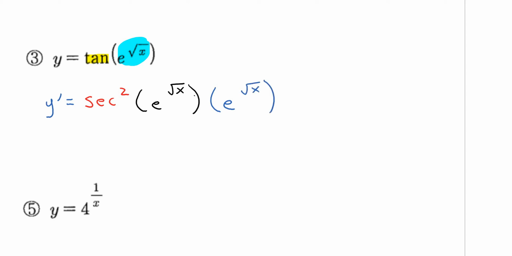And then to complete the derivative, I need to find the derivative of root x. Now, root x is the same thing as x to the power 1/2. So if I use the power rule, the 1/2 would come in front. So that would be 1/2 x to the power negative 1/2. Now, although this answer is correct, you can definitely simplify this.